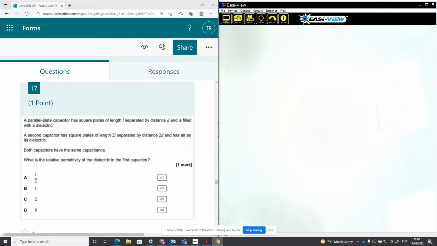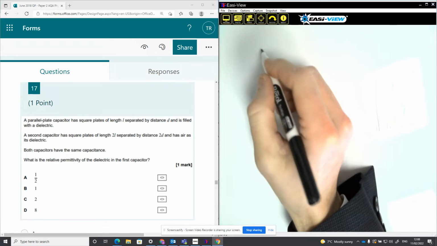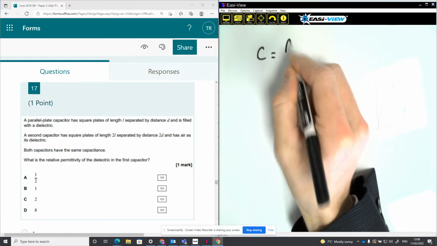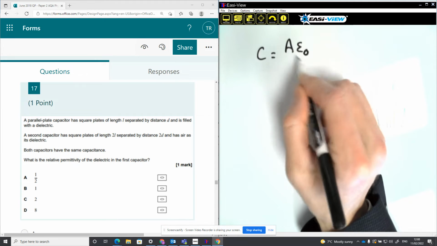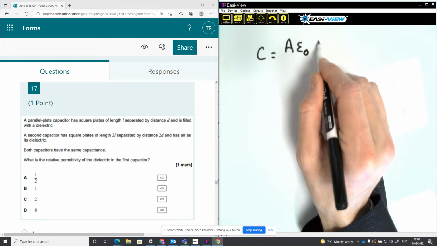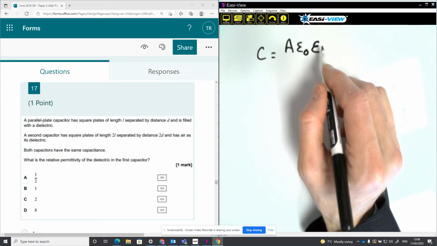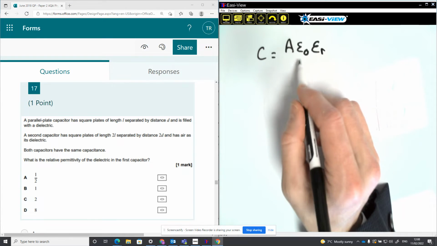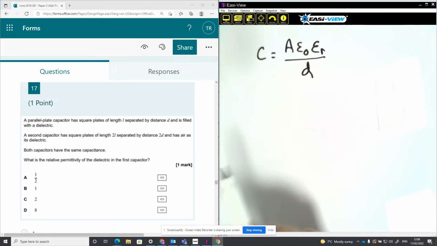So this question is about parallel plate capacitors and comparisons between them. Again, you can use the data and formula book to give you that the capacitance is given by the area of the plate multiplied by the permittivity of free space, or the permittivity of the vacuum, and multiplied by the permittivity of the dielectric that you have within the material. And this is the thing we're interested in for this question, and then the separation of the plates. And we're told that for these two different situations, these capacitances are the same.